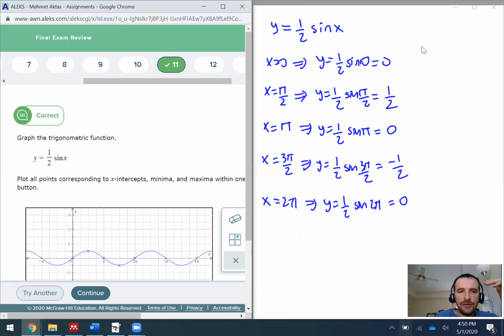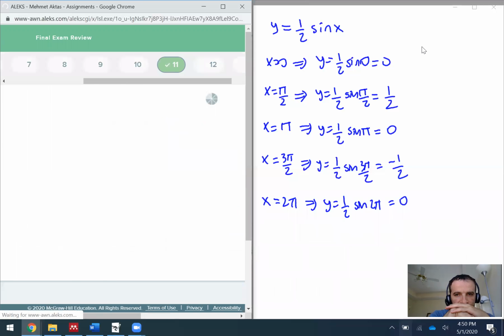But already we know that whenever we have 1/2, the amplitude will be 1/2, so we are just compressing our graph by 1/2 units. Okay, let's go to the next example.